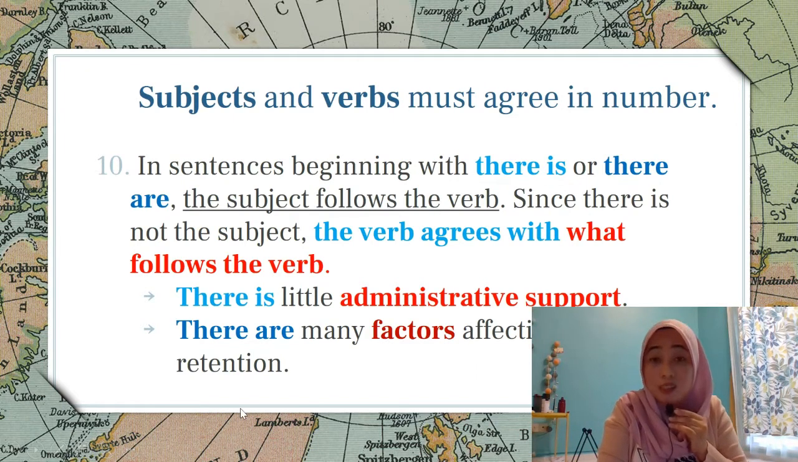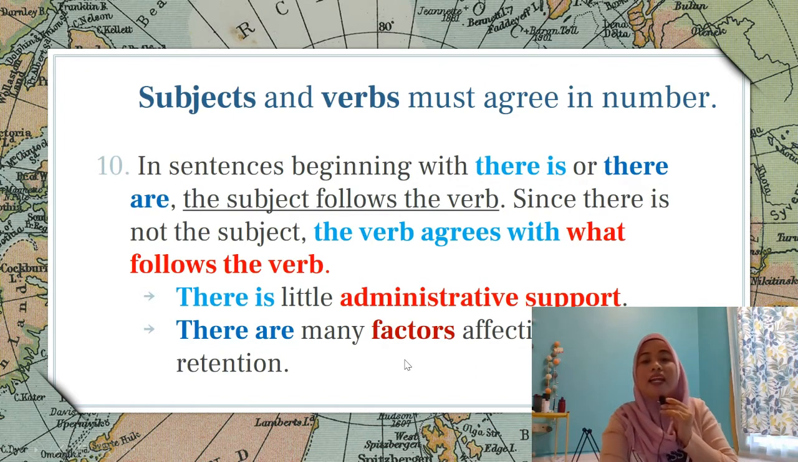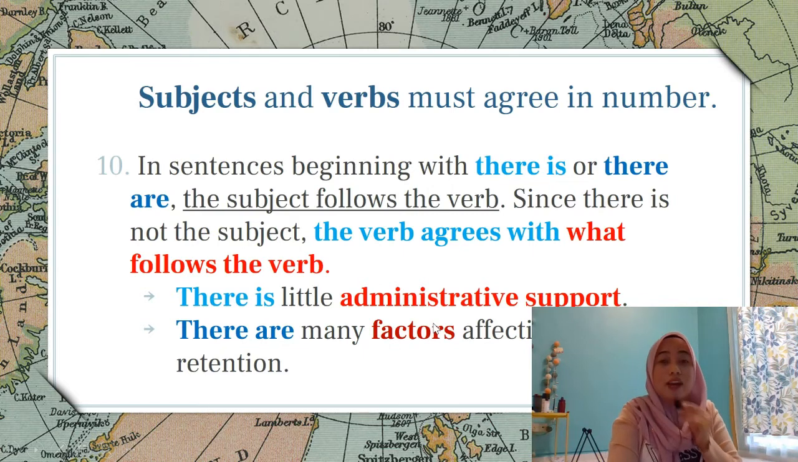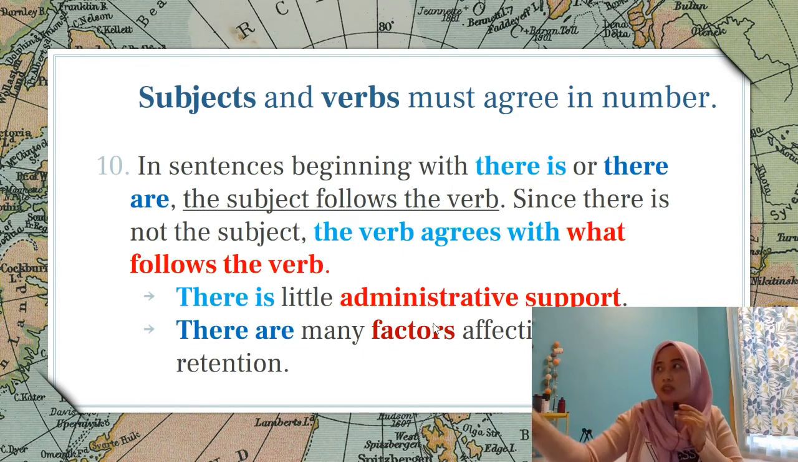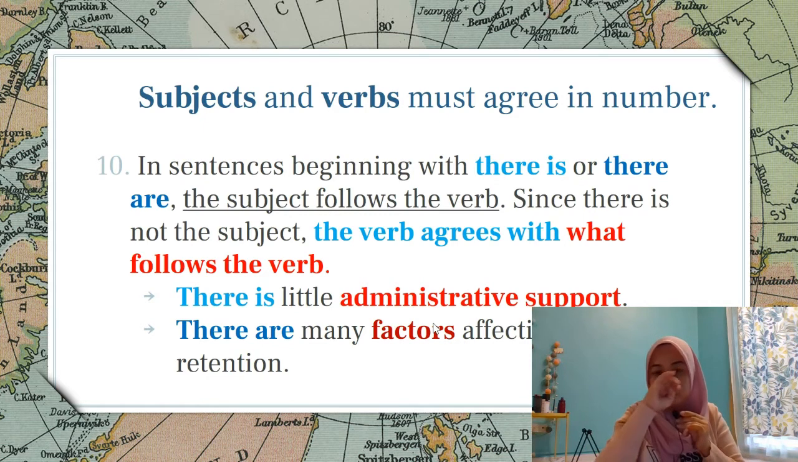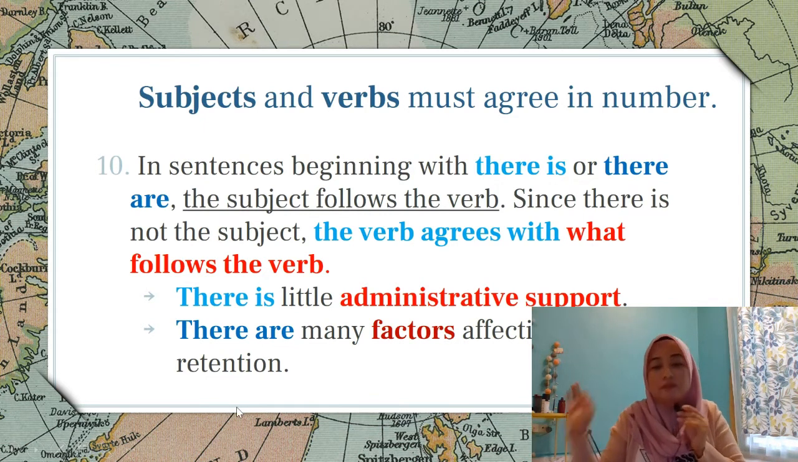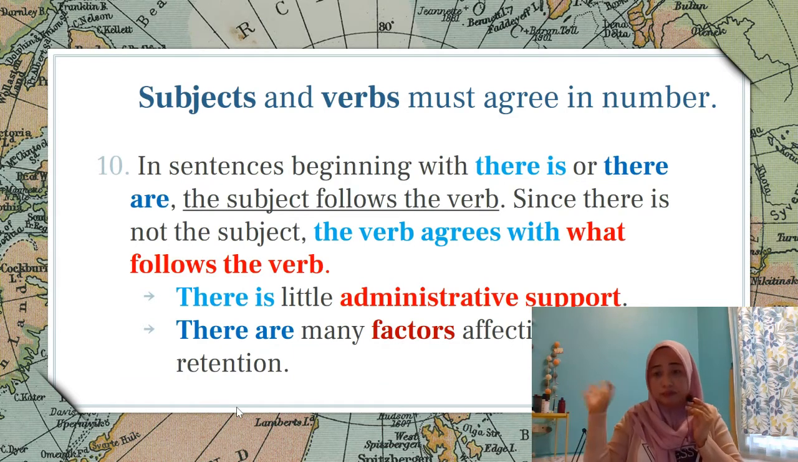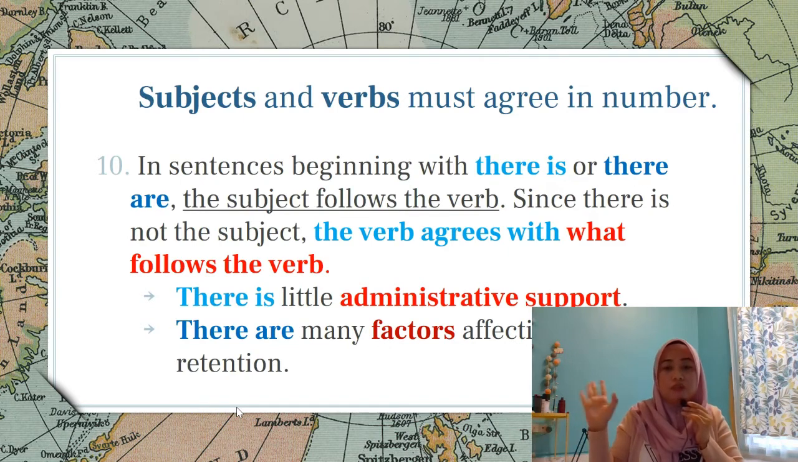What about the second one? The main subject here is actually factors. So factors we can count: 2 factors, 3 factors, 5 factors. So when you can count it, you make it plural because there is an S over there. So there are many factors. Okay, there are many factors affecting teacher retention.